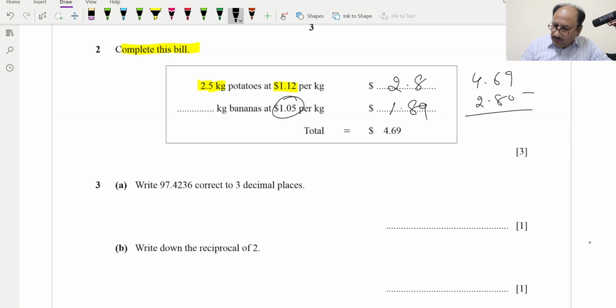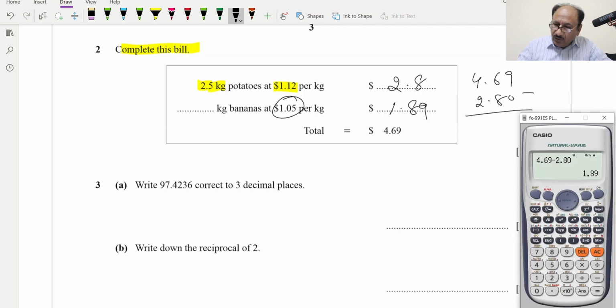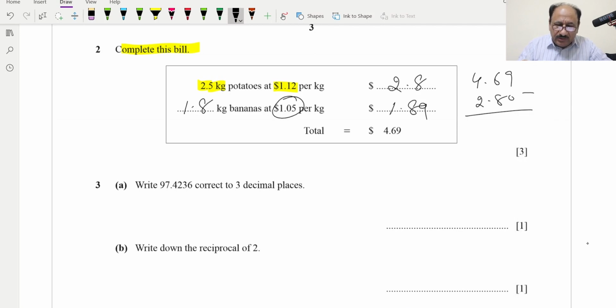So we can divide 1.89 divided by 1.05, and this will be equal to 1.8. So 1.8 kg bananas were bought, and the total amount will be this one. This is 3 marks question which we have done, and this was 1.89 after subtraction.